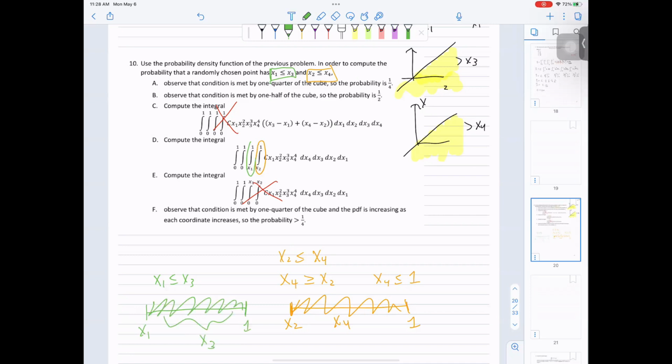So it's x1 to 1. That's this bound. Now that we have finished all the constraint stuff, we just have the cube constraints. So x2 is 0 to 1, x1 is 0 to 1.